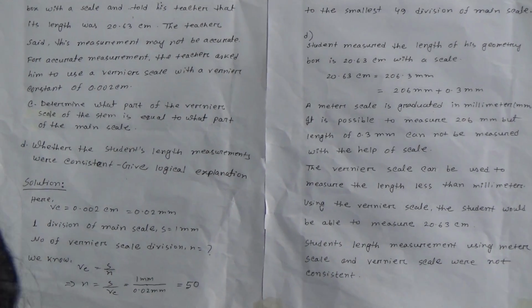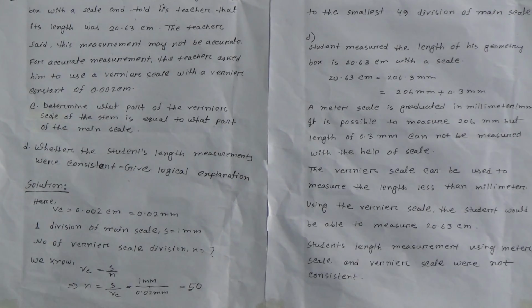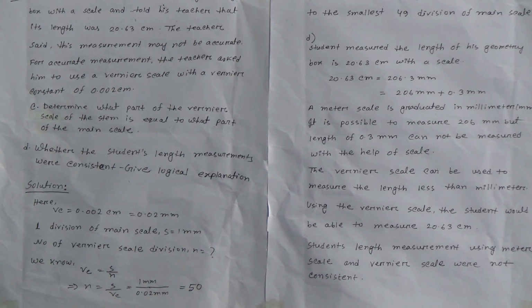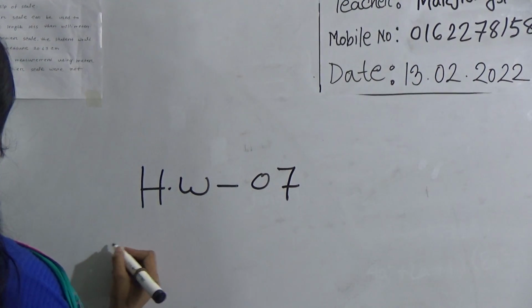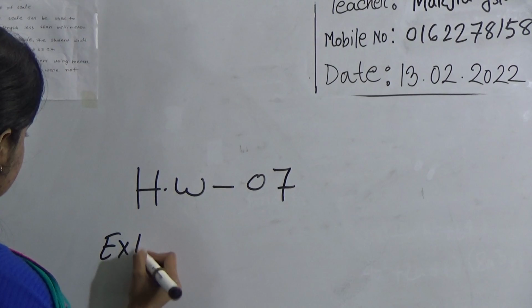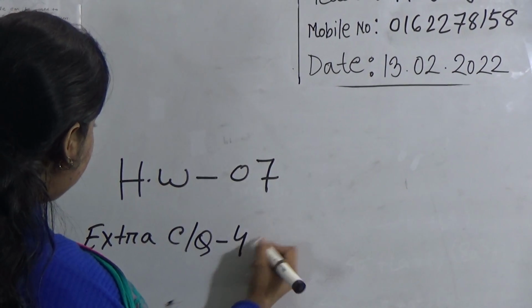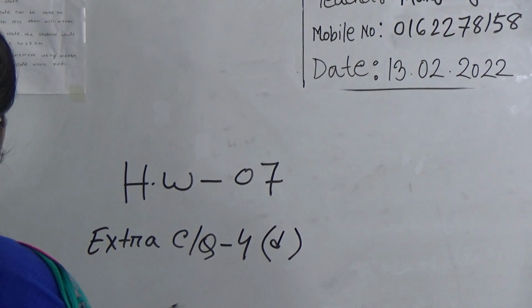Your next homework, our today's homework number 7, is extra CQ number 4, D part, only D part.